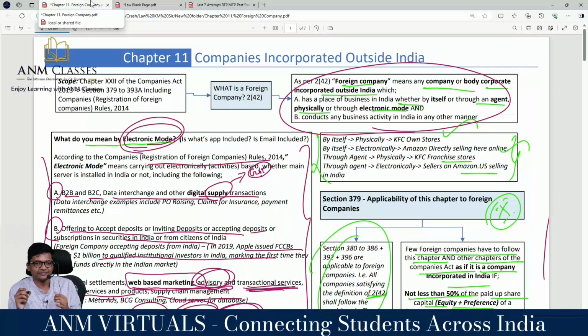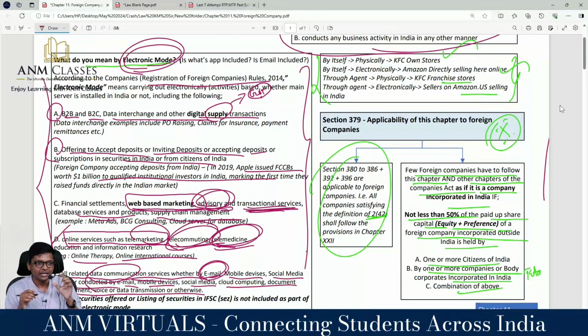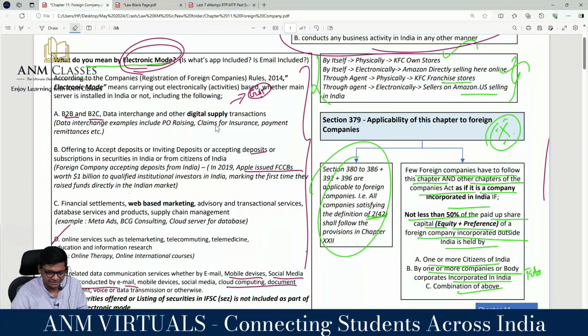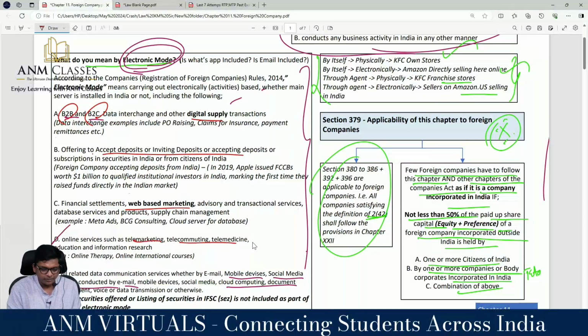Then we moved on to Section 379, which talks about applicability. For a foreign company, this chapter is fully applicable. However, if it is a foreign company but more than 50% of the paid up share capital, equity and preference, is held by Indian citizens or Indian companies, it becomes a company as if incorporated in India, and all provisions are applicable. What is electronic mode? We saw all of this yesterday, if you remember. We saw B2B, B2C, digital supply. Then we saw web-based marketing, accepting deposits from people in India, telemarketing. Remember all these points, guys.